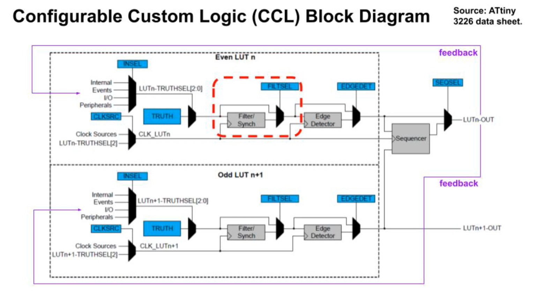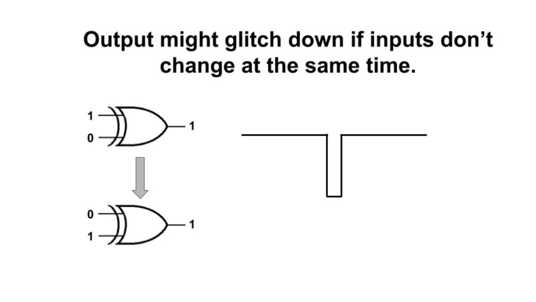The 3226 datasheet states that this block's main goal is to address glitches, which are undesired deviations from expected signal levels. Glitches can happen with combinational logic. For example, this exclusive OR might glitch down if both inputs don't change at the same time.